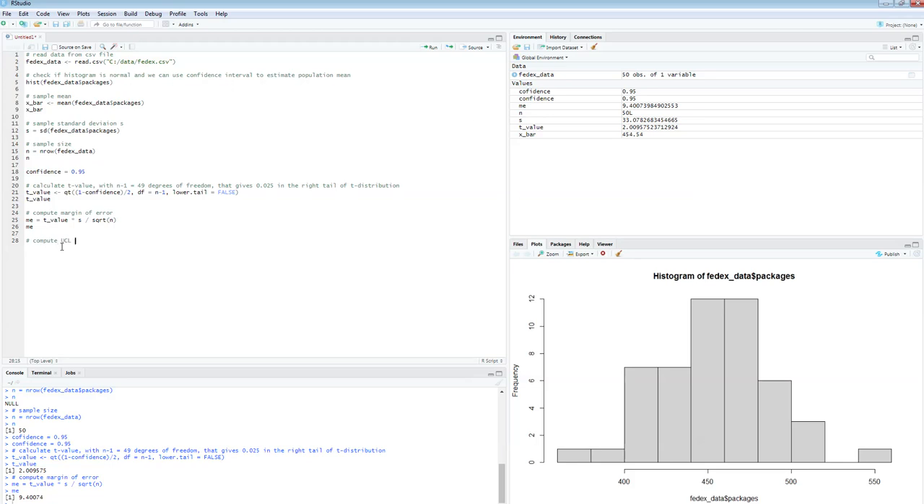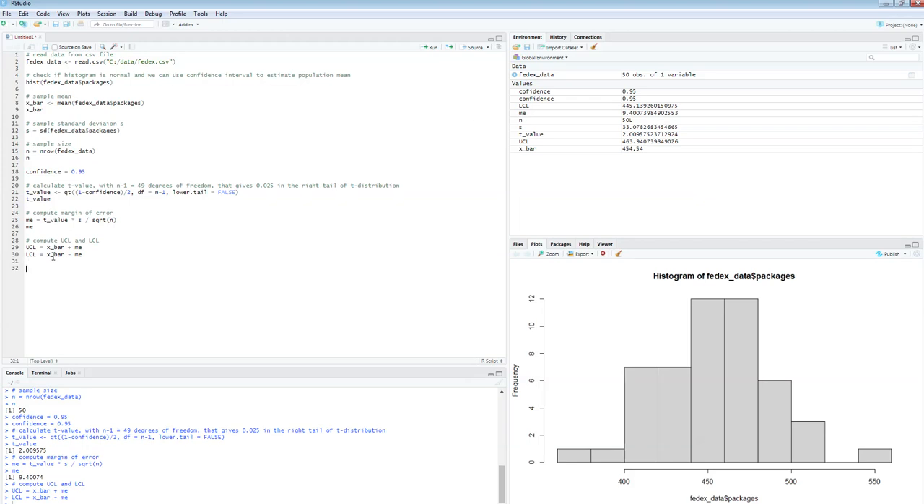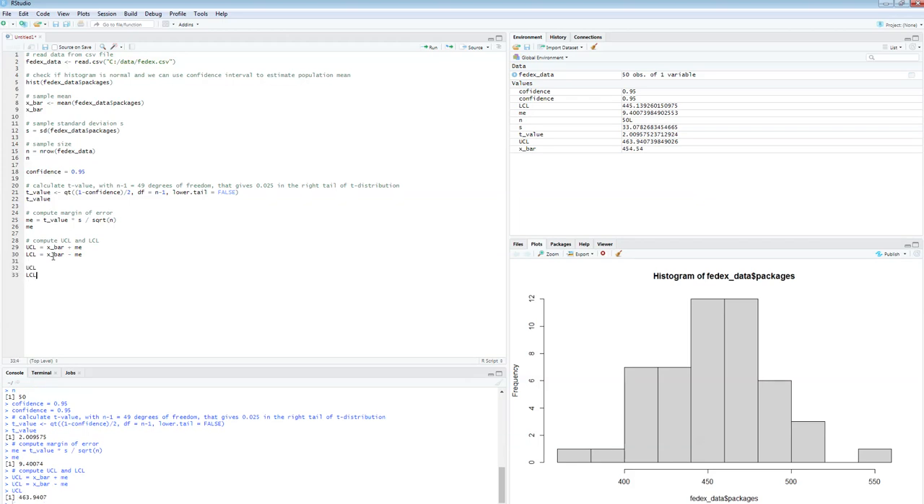So after that I can compute my upper confidence limit and lower confidence limit, like this. So upper confidence limit is my x bar plus margin of error, right? So I go margin of error above x bar and below x bar. So x bar is always in the middle of my confidence interval, right? And lower confidence limit is x bar minus margin of error. And let me run both of these lines. First one, second one. And now let me show them, right? UCL right there and my LCL right there.